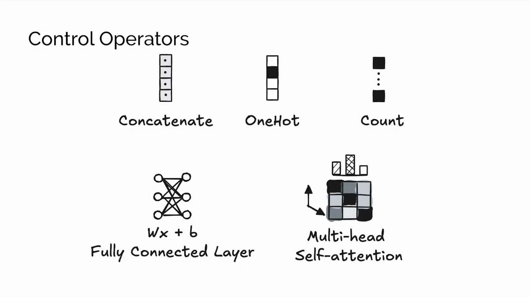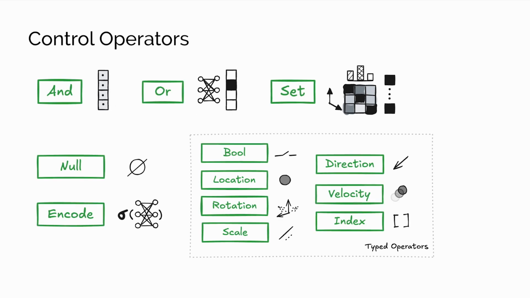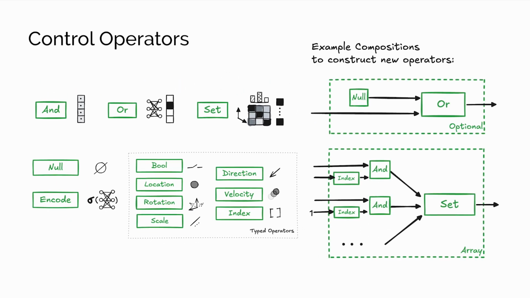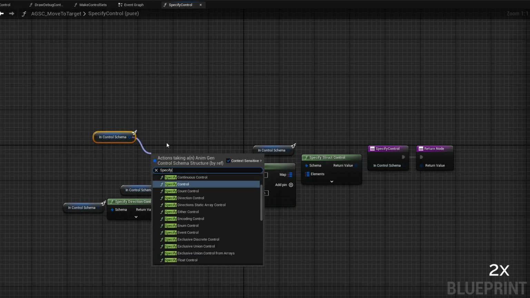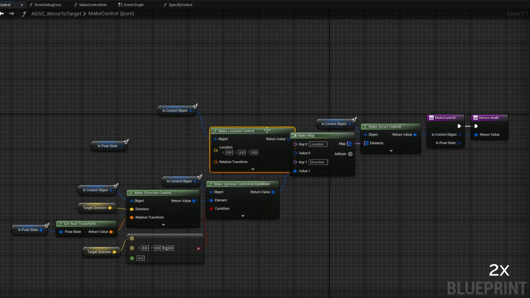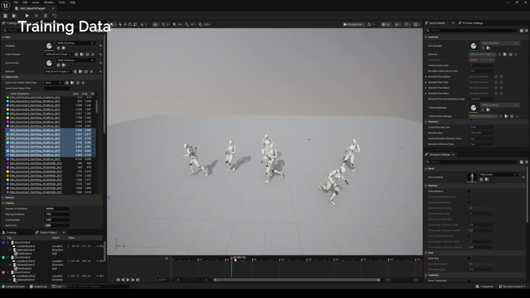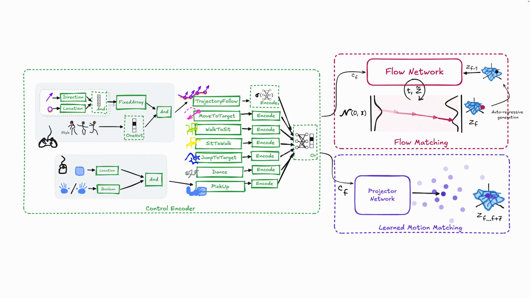The fundamental idea behind control operators is to break down the control problem into individual operators, which have both a semantic meaning to users and an associated neural network structure used to encode each control. Complex operators can be defined with flexibility by combining and composing basic operators. We implement control operators in Unreal Engine's Blueprint visual scripting language, allowing users to specify the types of control they want, how they are linked to gameplay variables, and the training animation data.